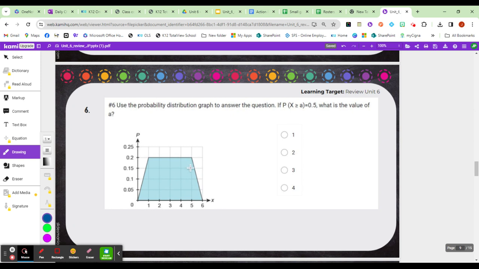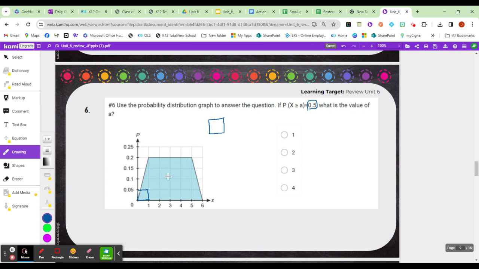Number 6, use the probability distribution graph to find out the questions where X is greater than or equal to A, which is 0.5. Okay, I think this one's a little bit confusing. So what we're going to do is, if they're saying X, okay, we're looking for the area under this graph, which would show probability that is 0.5.